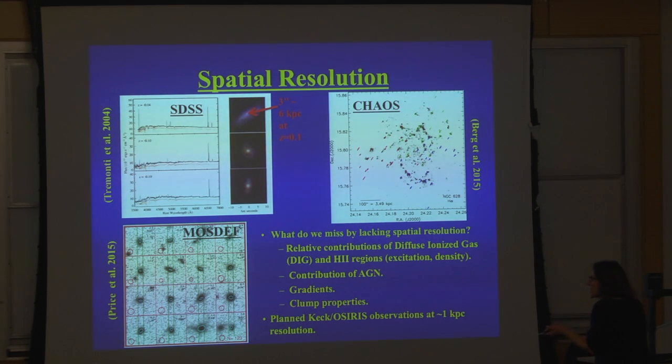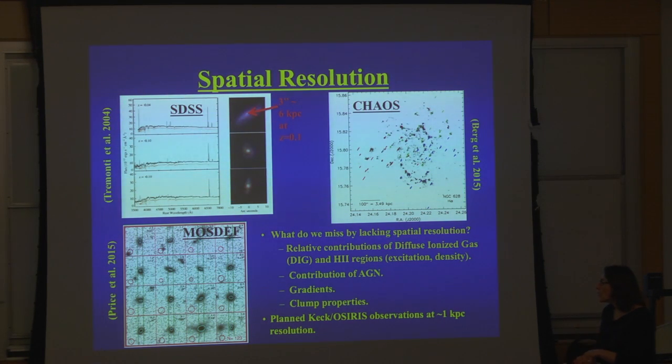So if we get a single spectrum, one of the things we're missing is an accounting of the relative contributions of diffuse ionized gas and these high surface brightness regions of star formation. We're missing a detailed accounting of the contribution of active galactic nuclei. We're missing if there are any kind of radial gradients of the properties in the galaxies. We're missing any difference in the properties of high surface brightness regions, what we call clumps.